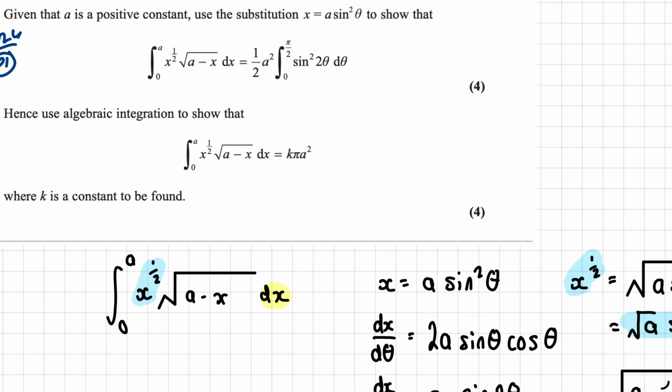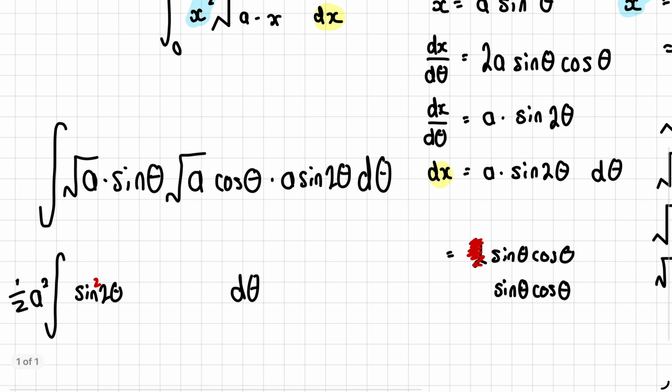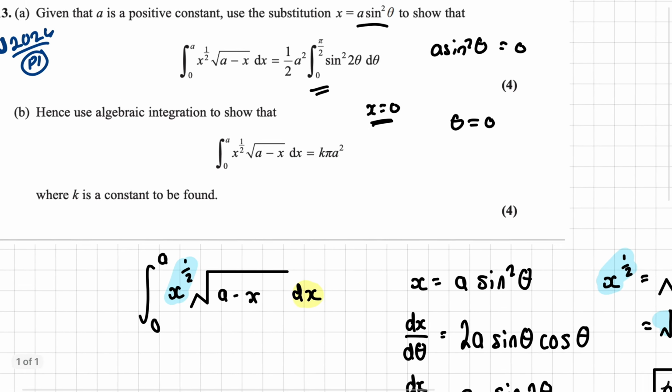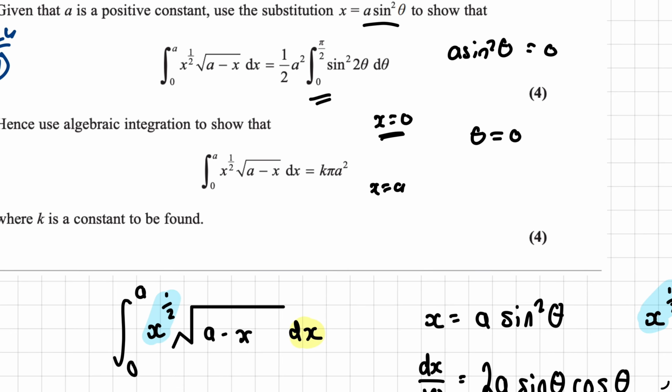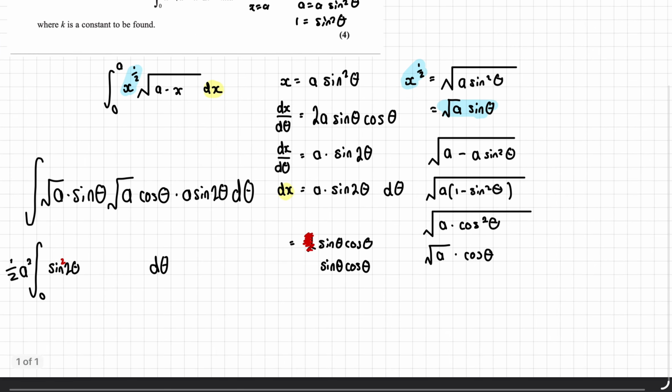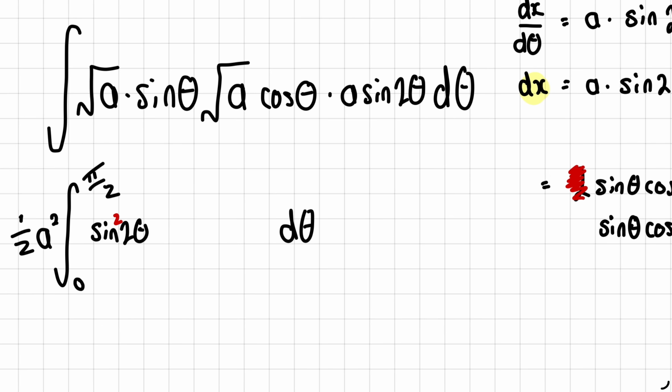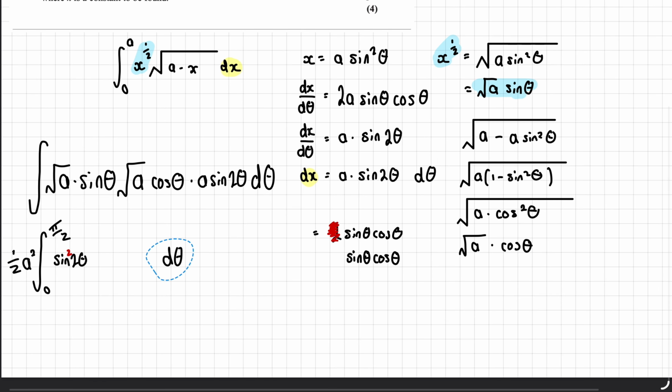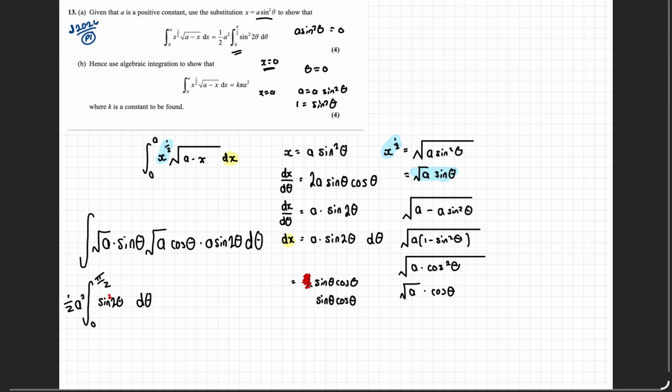So we can just say, well, when x is 0, a sine squared theta is 0, so theta is 0, so that's the lower limit. And when x is a, a equals a sine squared theta. Divide both sides by a, so 1 equals sine squared theta. So theta is pi over 2. And there's our limits done. We'll just clean up a bit. Fantastic. So that's part A done.